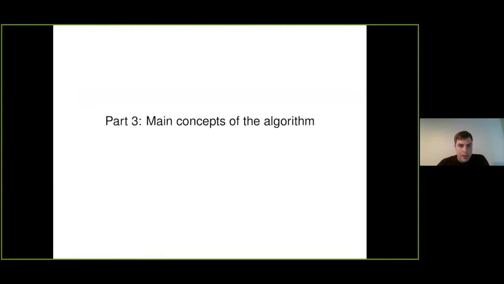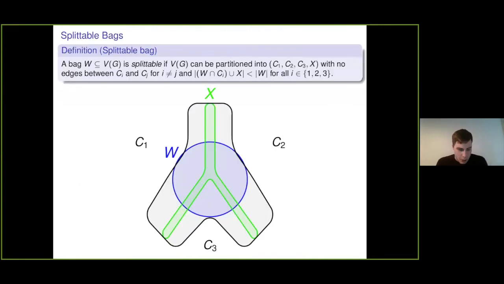Okay, so now let's go to the main concepts of the algorithm. First, let's define a splittable bag. This is the bag that we are applying the three-way separation on. We say a bag W of a tree decomposition is splittable if the vertex set of the graph can be partitioned into C1, C2, C3, X, where X is a separator that separates each of C1, C2, C3 from each other. Here's a picture with X being the green area.